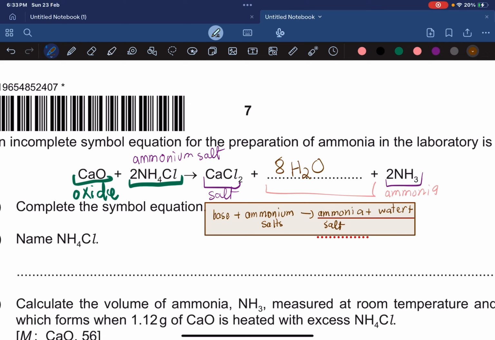Oh, we have hydrogens over here as well. Sorry for this. Just look at all the hydrogens and balance them. 3, 2 times 6, 7, 8. It's already balanced. Okay, let's move on.